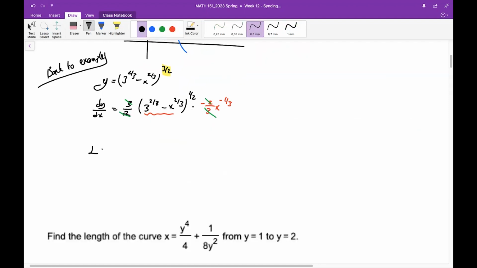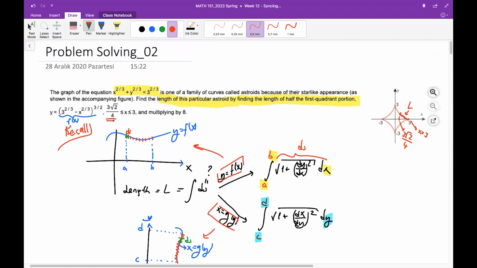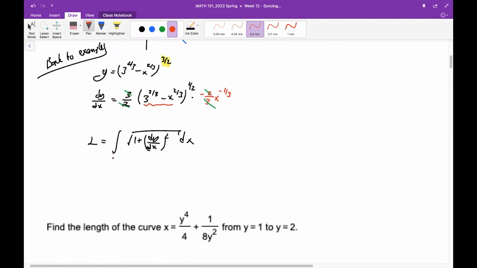Okay, let's do that. Length is the integral of the square root of 1 plus dy over dx squared. dy over dx is computed here. I will integrate this with respect to x from which point to which point they are given in the statement. From this point to this point. You know, the situation is like that. 3 square root 2 over 4 to 3.